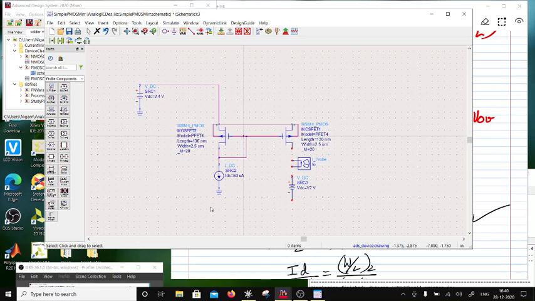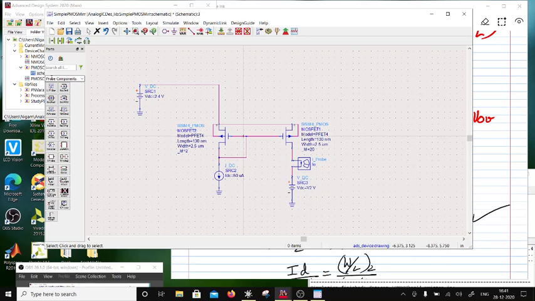So IREF is 50 microamperes, and this is a 1:10 ratio. So if I make this a 2, 2:20 is a 1:10 ratio. Then at a certain voltage, the voltage across this device is going to have 10 times the current, which is 500 microamperes. So it has mirrored your current.